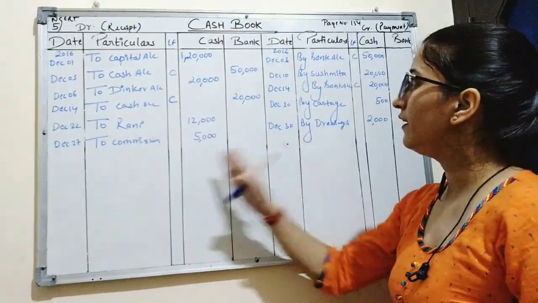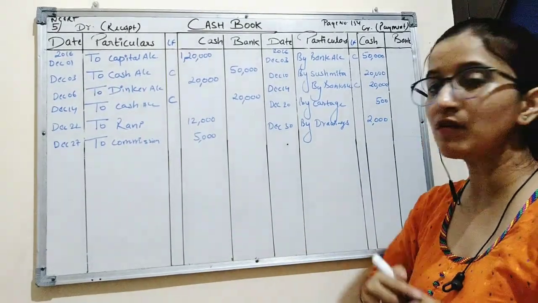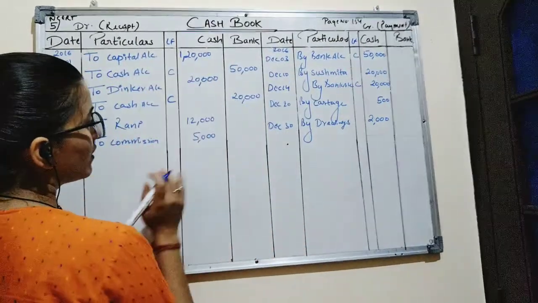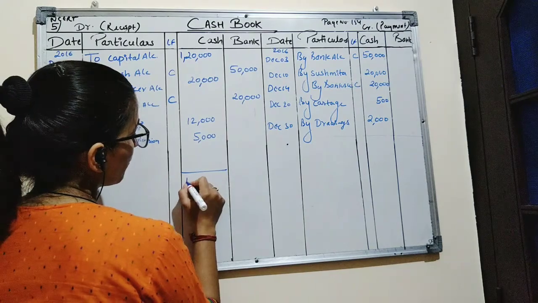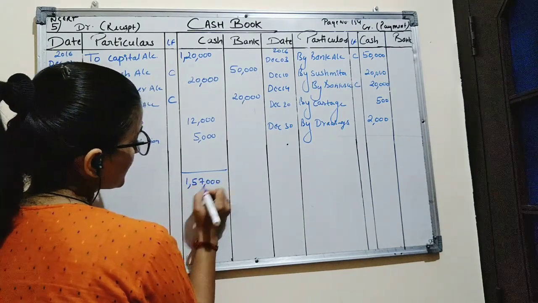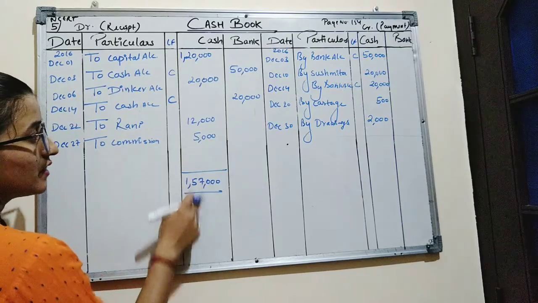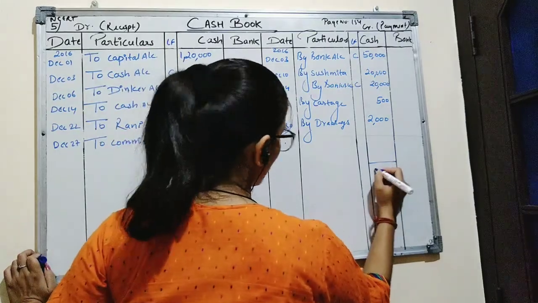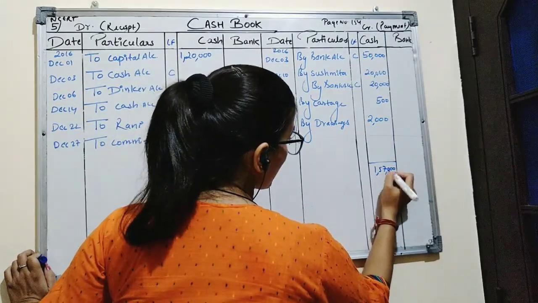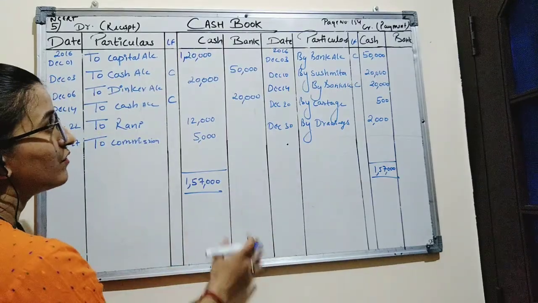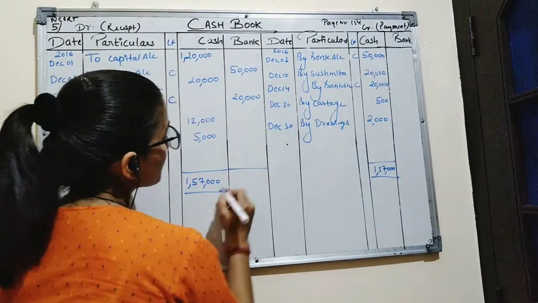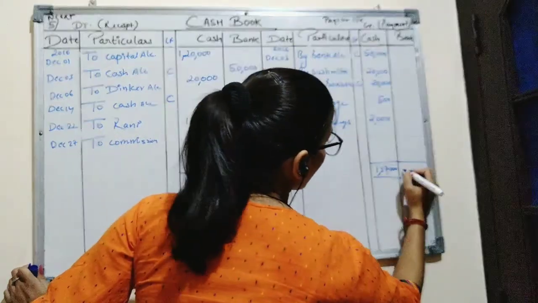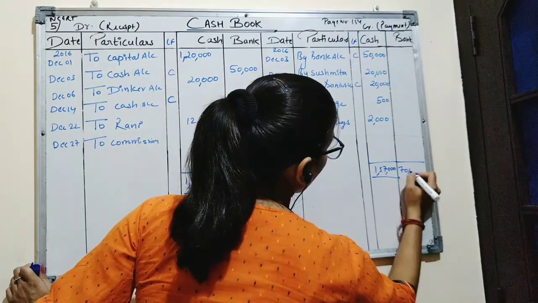So now we will add the cash column of both the side and we will find out which side is having a greater value. So by adding all these values on cash column, we will get 1,57,000. Now here this side has a greater value, so we will record 1,57,000 on both sides. And on bank column, we know that debit side is having a greater value of 70,000. So we will record the 70,000 on credit side also of bank column.